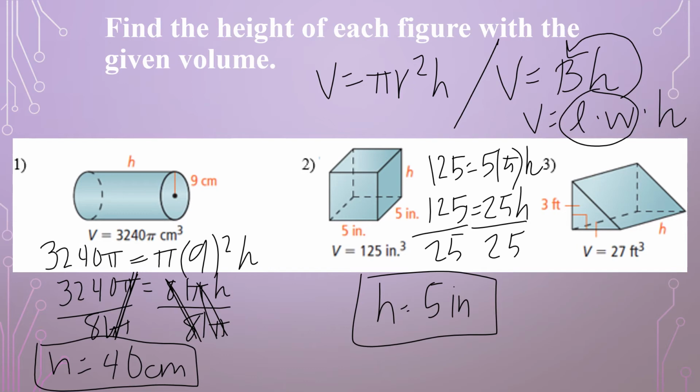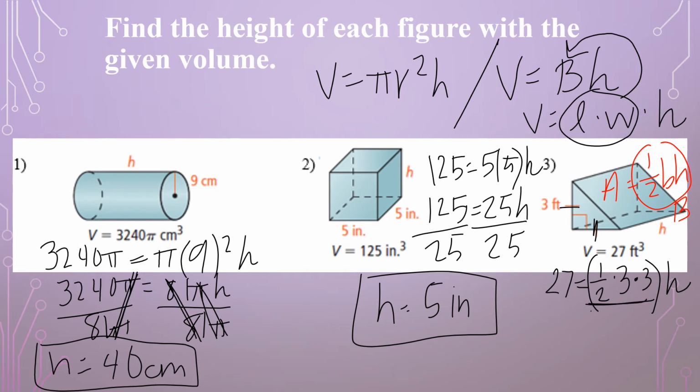For number 3, we have a triangular prism. So this is where you kind of need to be careful. We know that the area of a triangle is 1/2 base times height. Okay, so this whole thing is our b in our equation. So we need to have V, which is 27, equals 1/2 times the base of the triangle, which is 3, because both of these are congruent, times the height of the triangle, which is 3, and we are looking for the h.